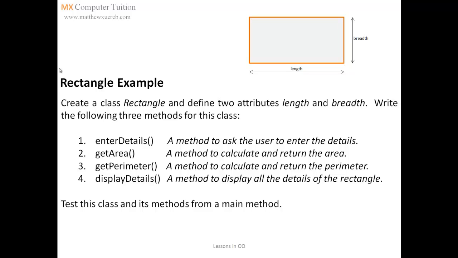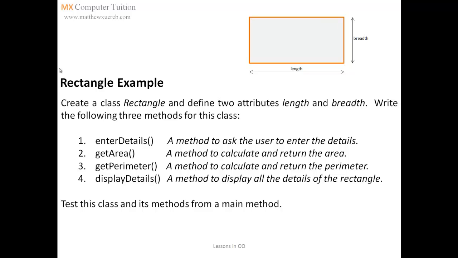Enter details, a method to ask the user to enter the details. Get area, a method to calculate and return the area. Get perimeter, a method to calculate and return the perimeter. And display details, a method to display all the details of the rectangle. Then we should test this class and its methods from a main method.